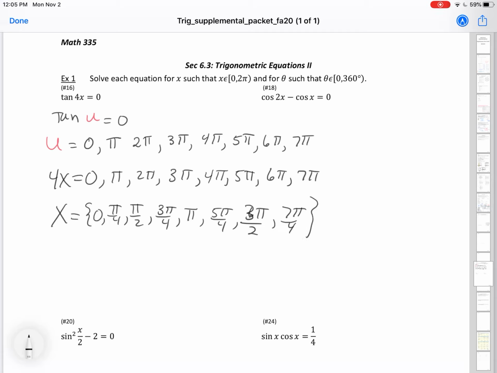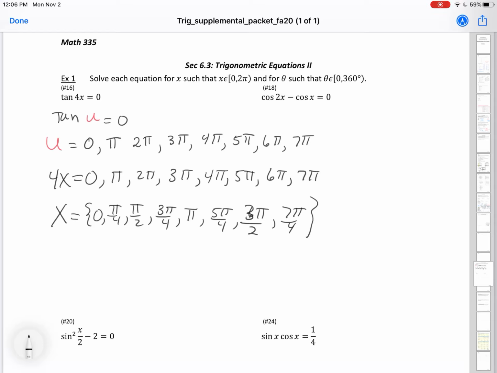Now look how close I am to 2 pi, which is 8 pi over 4. I'm not going to go out that far because 8 pi over 4 is exactly 2 pi, which isn't included in my desired interval. It goes from 0 to 2 pi, but doesn't include the 2 pi.